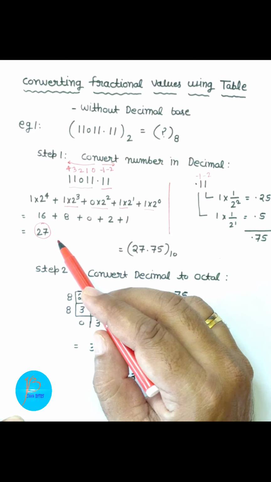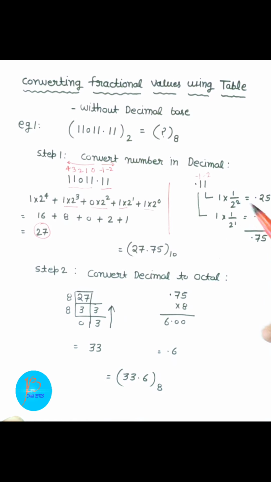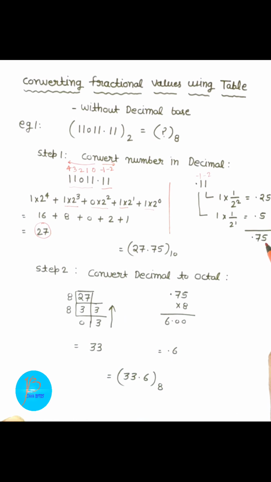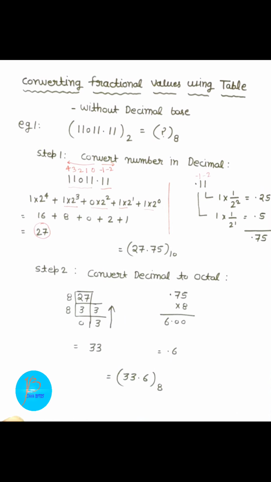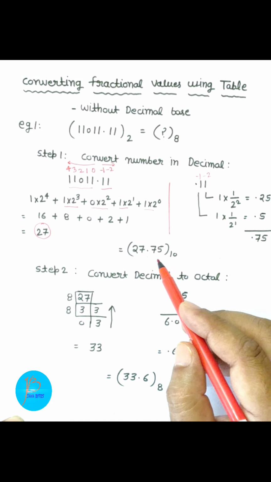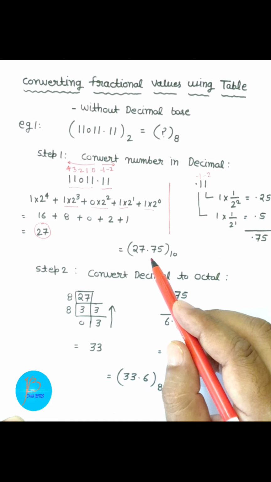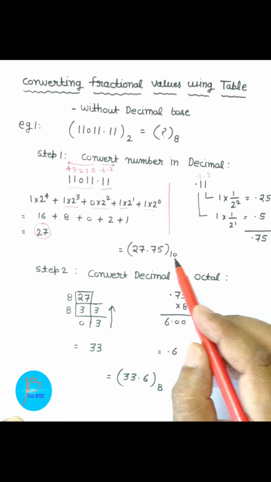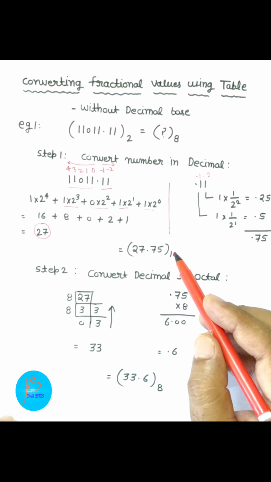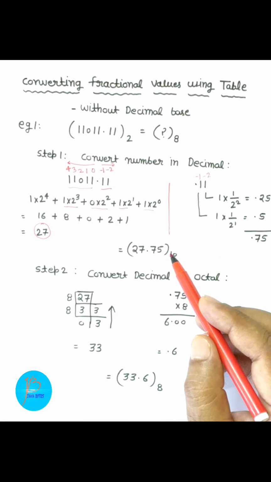So the answer of the integer part is 27 and the answer of the fractional part is 0.75. You just add the answers of both parts and your final answer will be 27.75 on base 10. So we got the decimal equivalent of the given binary number in the first step.